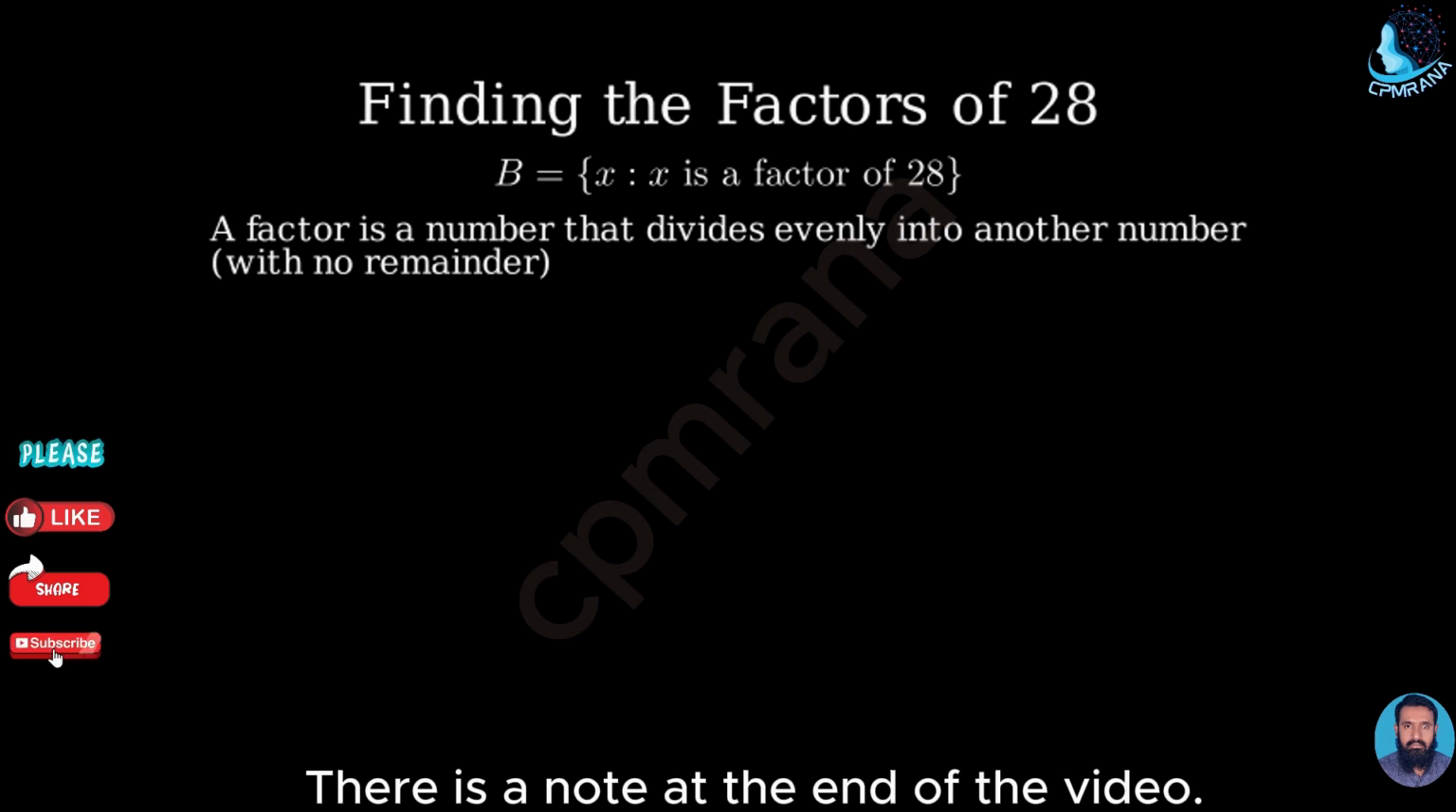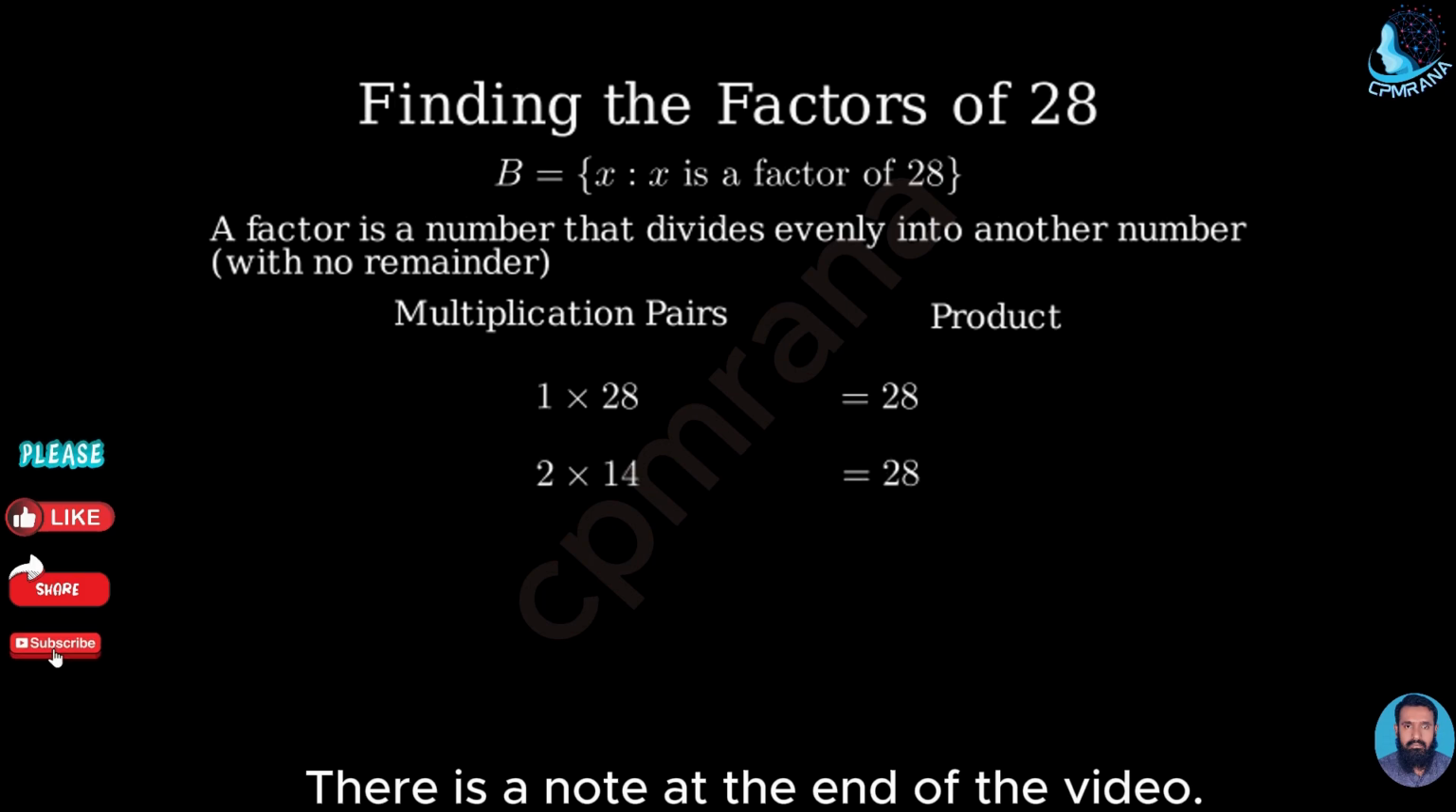In other words, we're looking for pairs of numbers that multiply together to give us 28. Let's start finding these pairs systematically. We'll start with 1 and work our way up. First, 1 times 28 equals 28. Next, 2 times 14 equals 28. And finally, 4 times 7 equals 28.